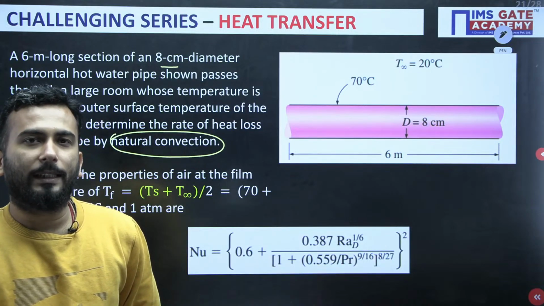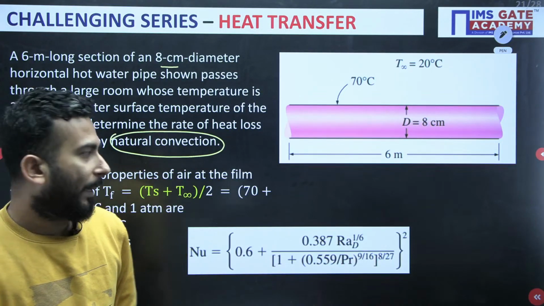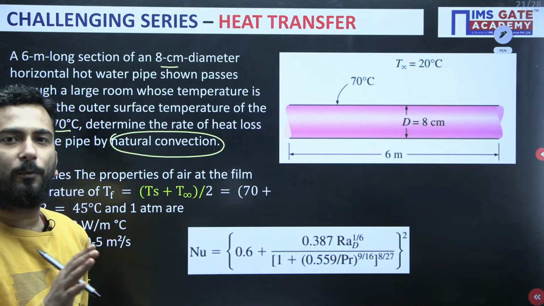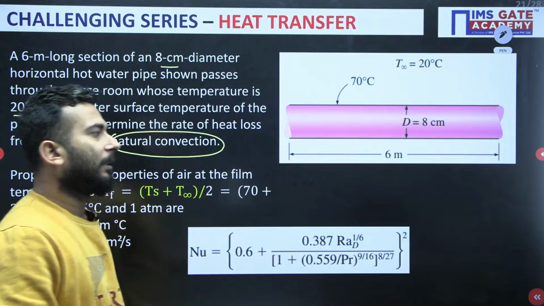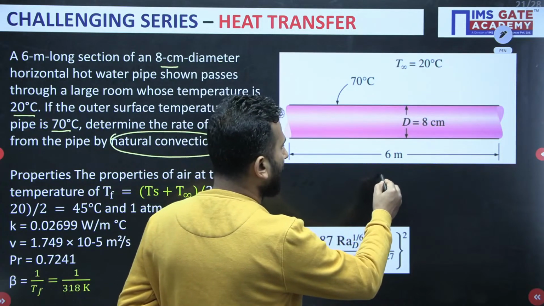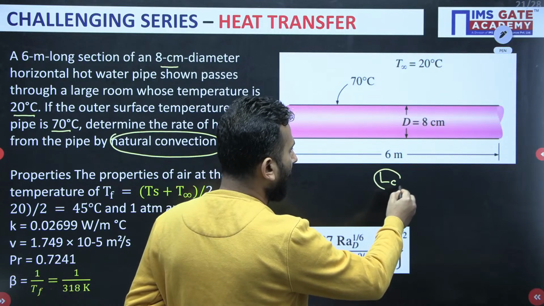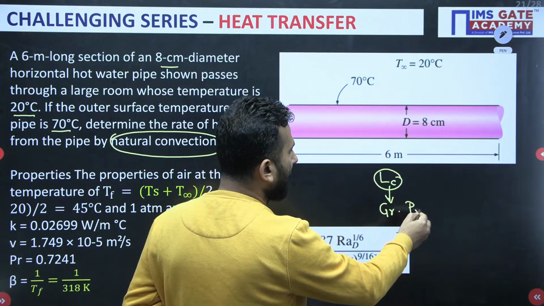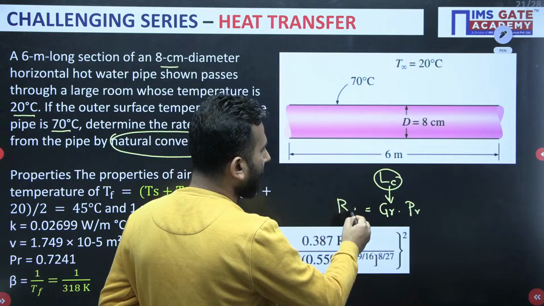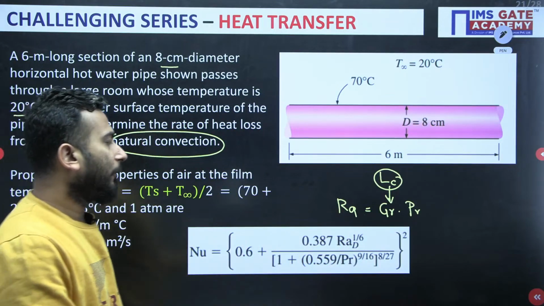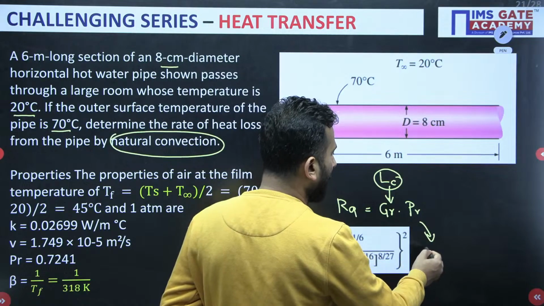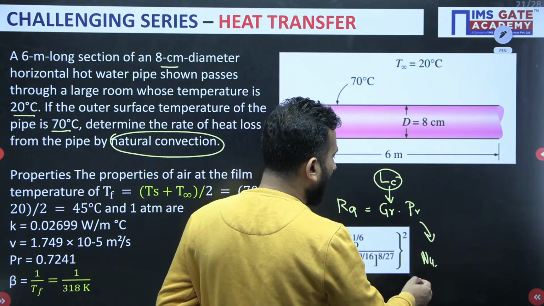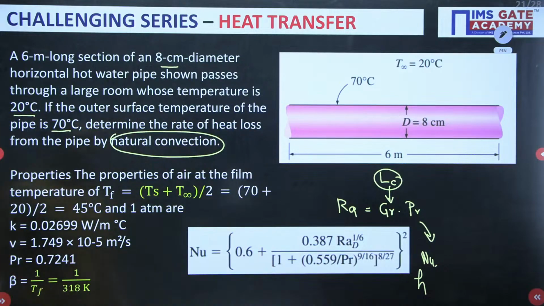So no need to panic. We will follow the same set of rules which we follow for free convection. What is the set? First you have to know the characteristic length. From there you will find Grashof number. Then you will multiply with Prandtl number to get Rayleigh number. Yes or no? And then from there you have to find the Nusselt number. Then the h value you will find out, and finally you will find out the rate of heat transfer.